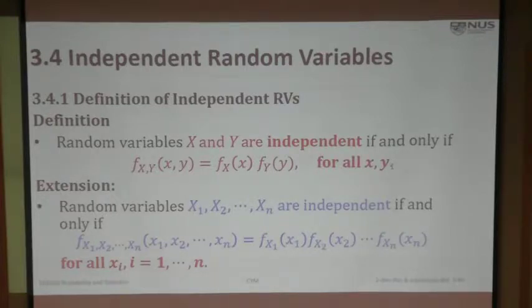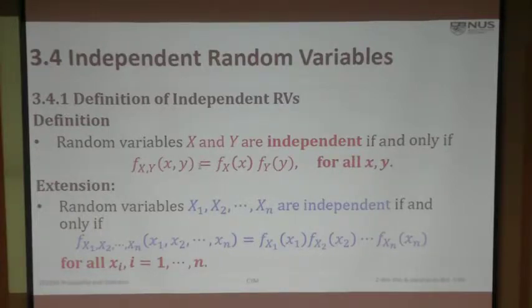Remember, events are independent if the probability of their intersection is equal to the product of their probabilities. It's almost the same thing for random variables. If you can express the joint as the product of the marginals for every sample point. So this has to be true for every x and y in your sample space. If there exists a single x and y for which this equation, as highlighted in red, is not true, then they are not independent random variables. Okay, and that's for two random variables.